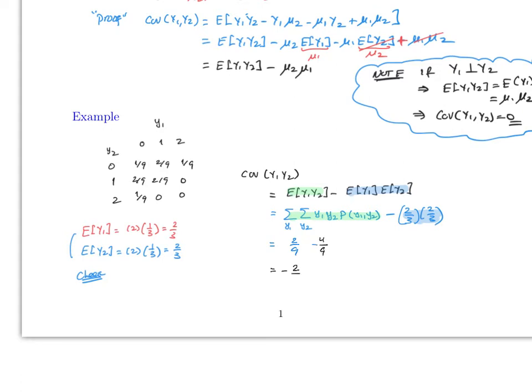So this is negative 2/9, which means that when one increases, the other one decreases. That should be no surprise, because remember, this was the number of contracts you can get. So if this one gets more, this one will get less, and the other way around. So if one increases, this one decreases. This one increases, this one decreases.